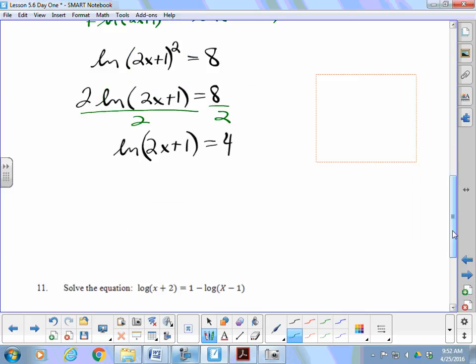So, e to the 4th power equals 2x plus 1, and we solve. Because all I did now is change it from logarithmic form to exponential form. The base here is e for the natural log, so e to the fourth power equals 2x plus 1. So we get e to the fourth minus 1 divided by 2 equals x. And we're going to leave it like that unless they ask me for an approximation of what that number is.